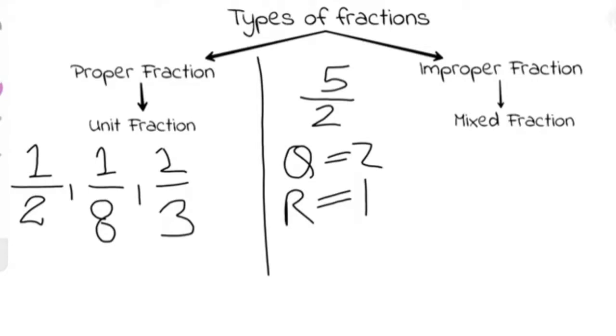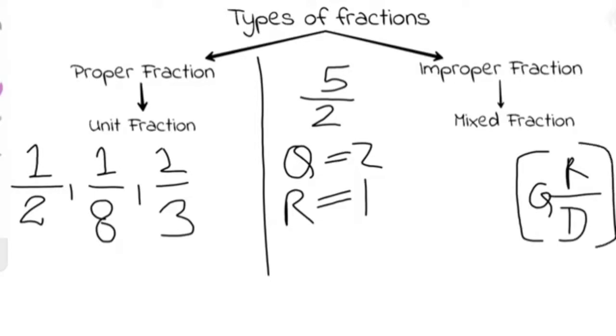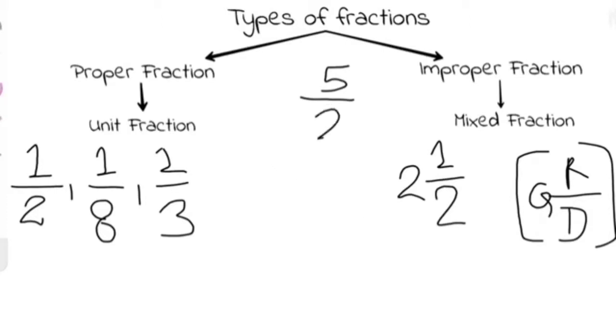Now, the mixed fraction is written in the form of quotient, remainder upon denominator. Quotient will be written in the center, then remainder will be the numerator and the denominator will be the denominator only. Okay, it will be the same. So in this case the quotient is 2, so 2 we will write here, the remainder is 1, so 1 we will write here, and the denominator is 2, so 2 we will write here again. So 5 by 2 can be written as 2 1 by 2. It is read as 2 1 by 2.